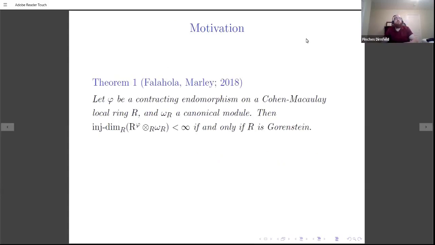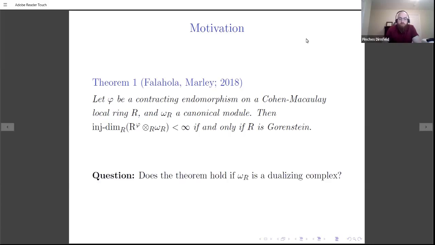So let me give some motivation for why I got interested in this subject. There's a paper by Brittany Falahola and Thomas Marley in 2018, and they have this theorem. Let phi be a contracting endomorphism on a Cohen-Macaulay local ring, and omega_R the canonical module. Then the injective dimension of R phi tensor omega_R is finite if and only if R is Gorenstein. And then they asked this question: does this theorem hold if we replace omega_R with a dualizing complex?